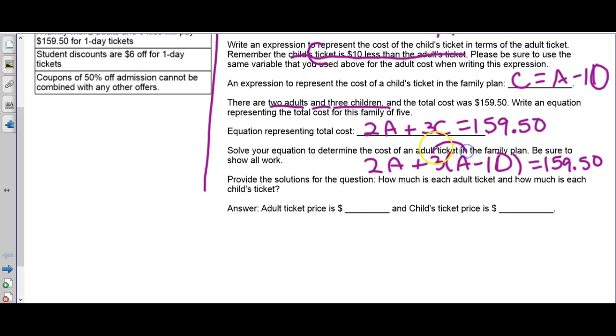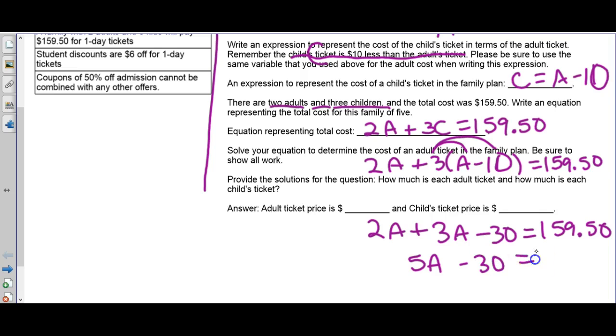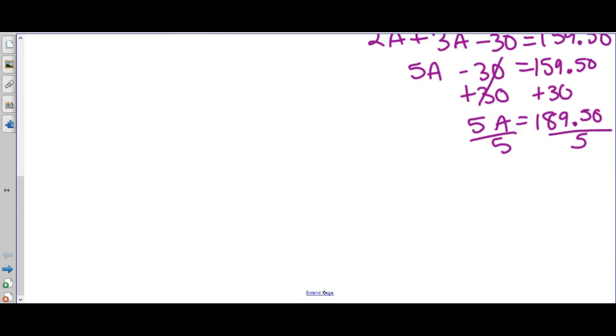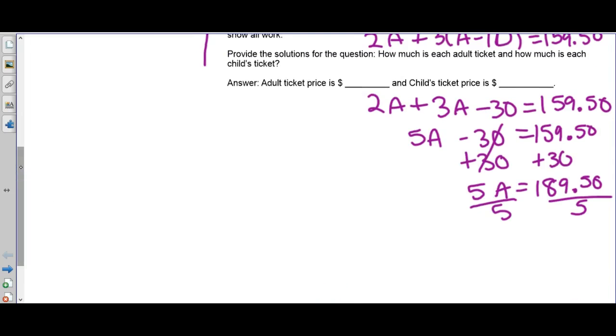So to solve this, first we'd have to distribute the 3. We'd have 2A plus 3 times A is 3A. 3 times negative 10 is negative 30. Equals $159.50. We combine like terms. 2A plus 3A is 5A. And now we start doing opposite operations. Add 30 to both sides, because opposite of subtracting 30 is to add 30. $189.50. And then divide both sides by 5, because that is 5 times A, so the opposite is division.